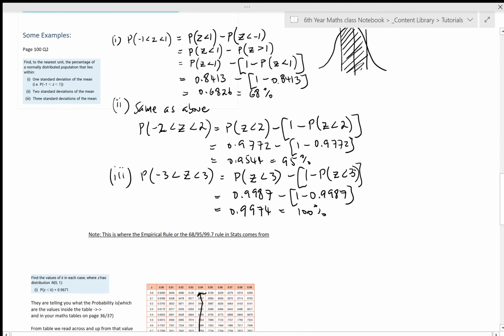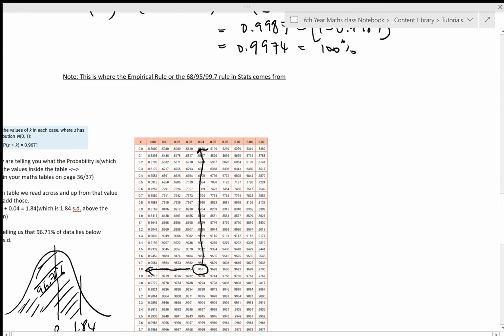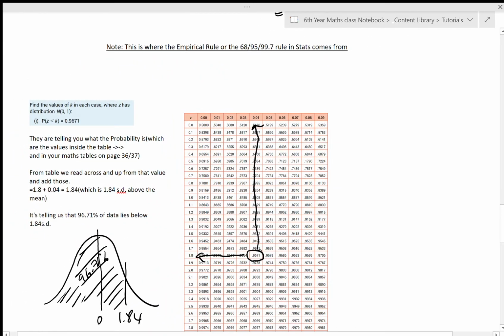Okay, and then down below here we just have another example, and we're just going to go through that example, how you actually go looking that up from the tables. So in this case, we're asked to find the value of k. We don't know what the z-score is, we just know that the probability is 0.9671.